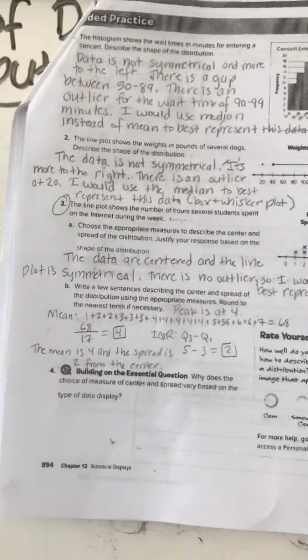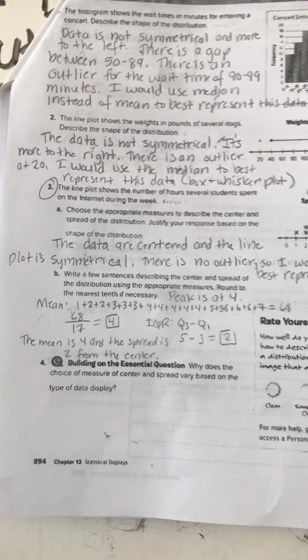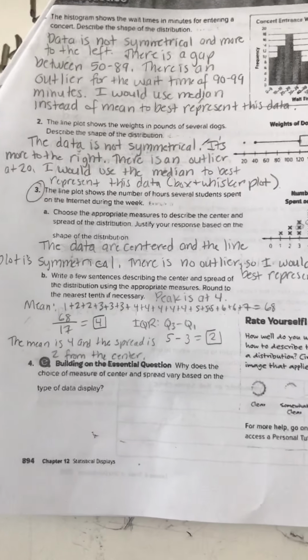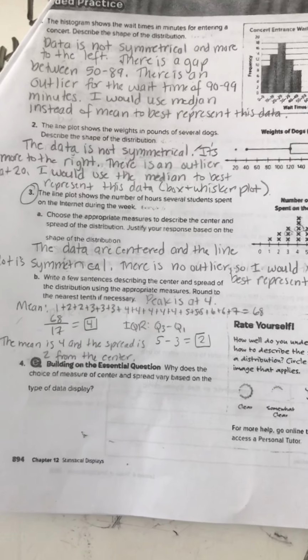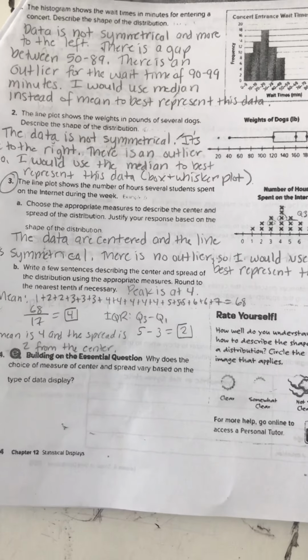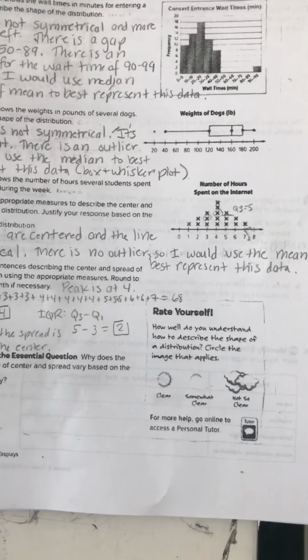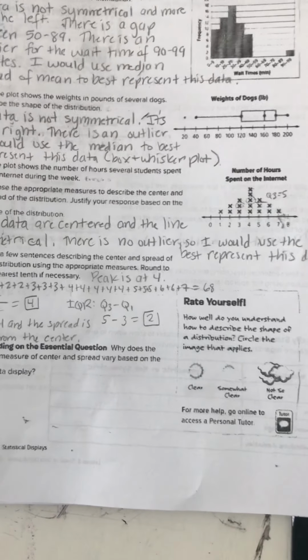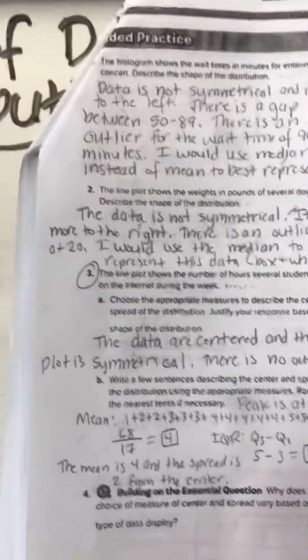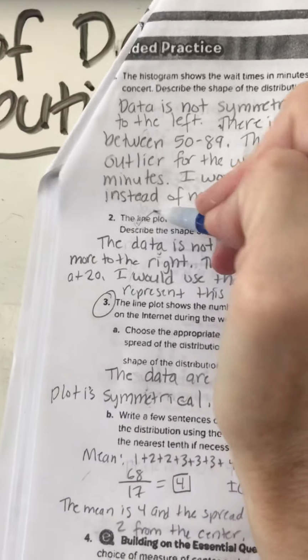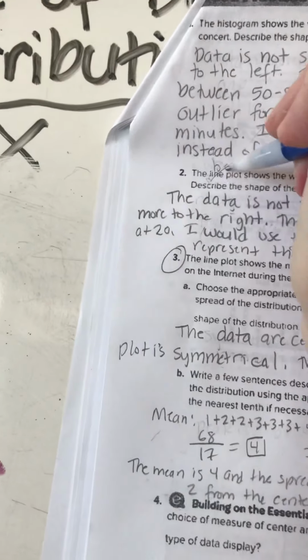So using your vocabulary words, I just wrote, the data is not symmetrical. It's more to the right. There is an outlier at 20. I would use the median to best represent this data. And the median is best shown in a box and whisker plot, which is what this is. Okay, and then the next one, I'm actually going to change this. Sorry. This should say box plot.